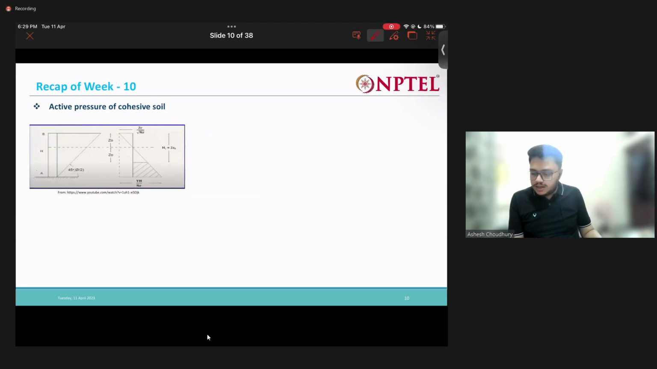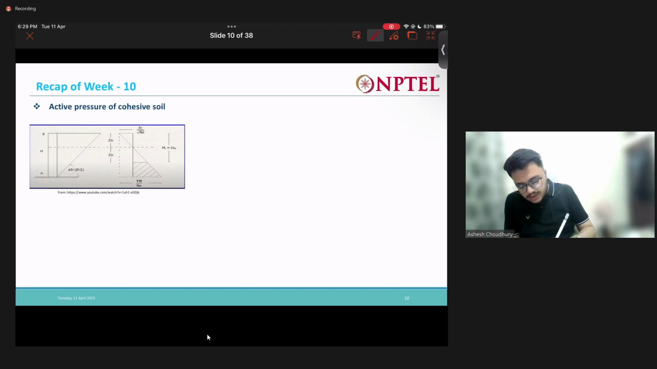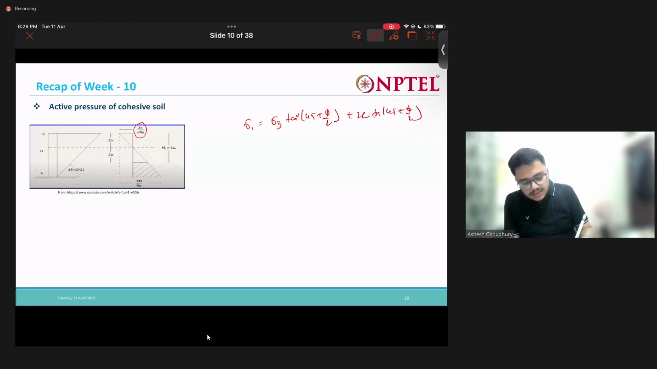Now the next case is our cohesive soils. In cohesive soils, what we have is this twice C part. So sigma 1 is equal to sigma 3 tan square of 45 plus phi by 2, plus twice C tan 45 plus phi by 2. This tan square 45 plus phi by 2, we are writing this term as N phi, plus twice C root over N phi.